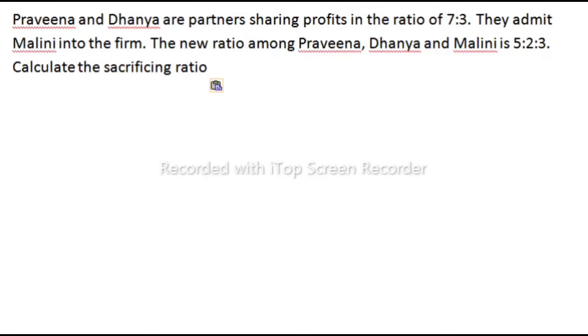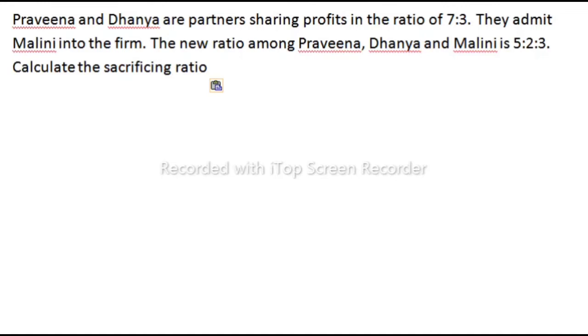The sum goes as Praveena and Danya are partners sharing profits in the ratio of 7:3. They admit Malini into the firm. The new ratio among Praveena, Danya and Malini is 5:2:3. Calculate the sacrificing ratio. So we are going to find the sacrificing ratio alone.